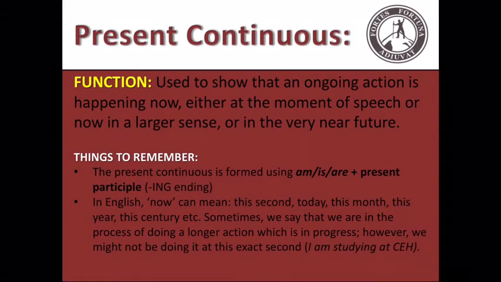Present continuous is used to show that an ongoing action is happening now, either at the moment of speech or now in a larger sense. It can also be used to talk about the very near future. Things to remember about this tense. The present continuous is formed using the verb to be, am, is, or are, plus the present participle, which is the ing ending. In English, now can mean this second, today, this month, this year, this century, etc.